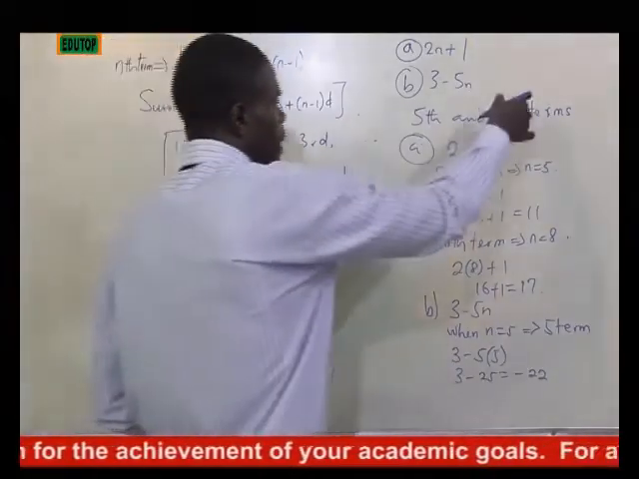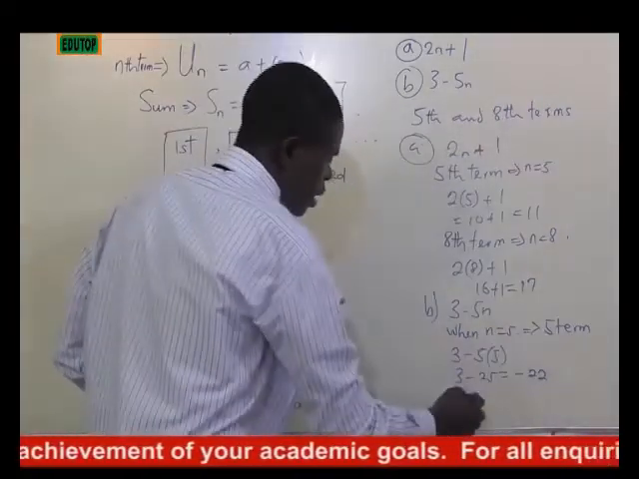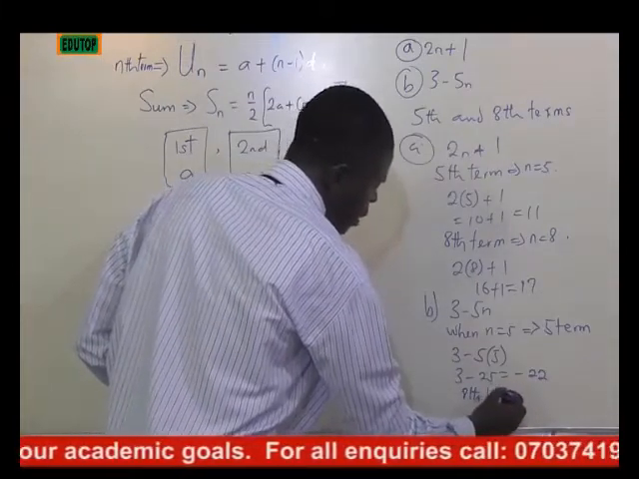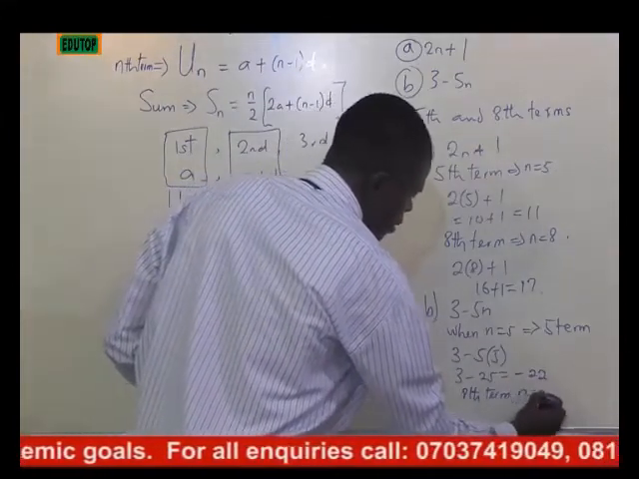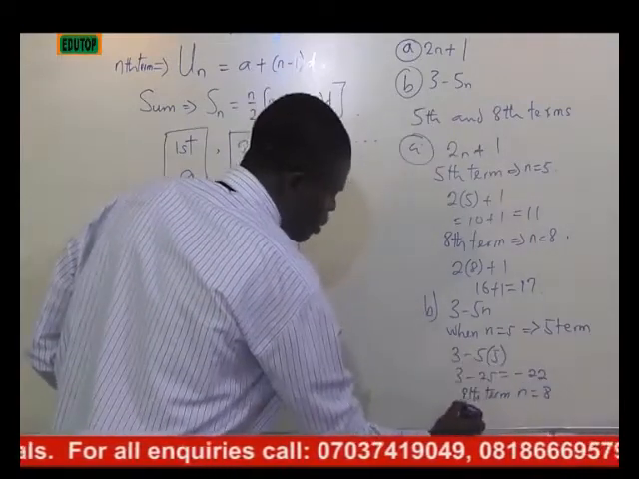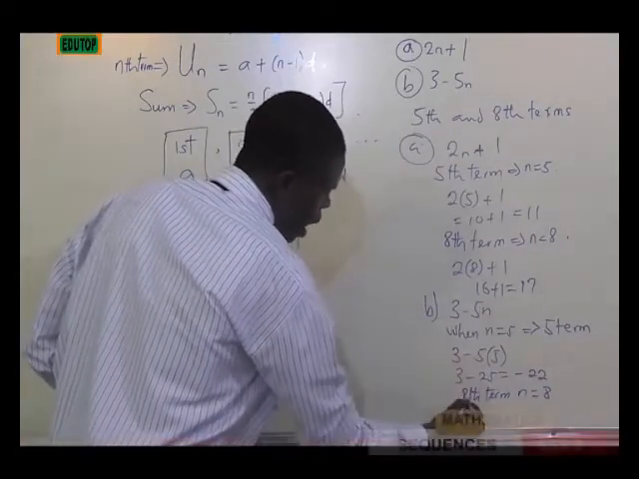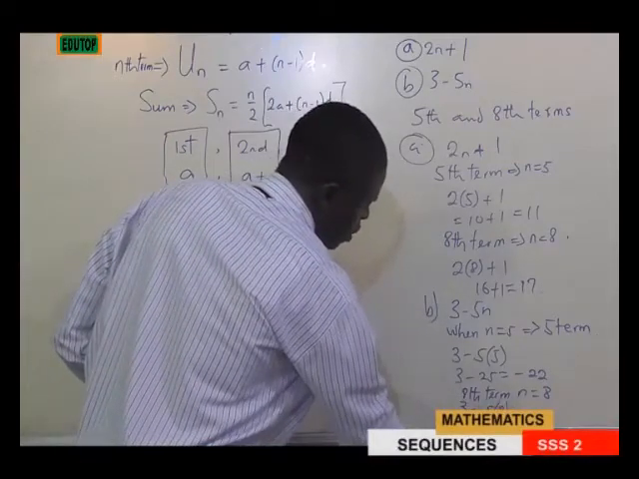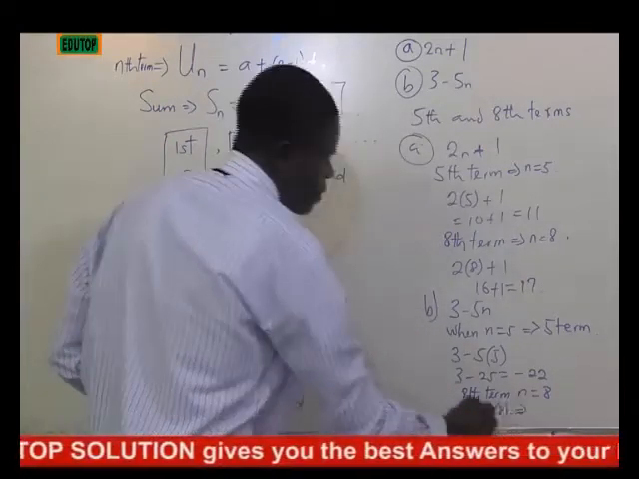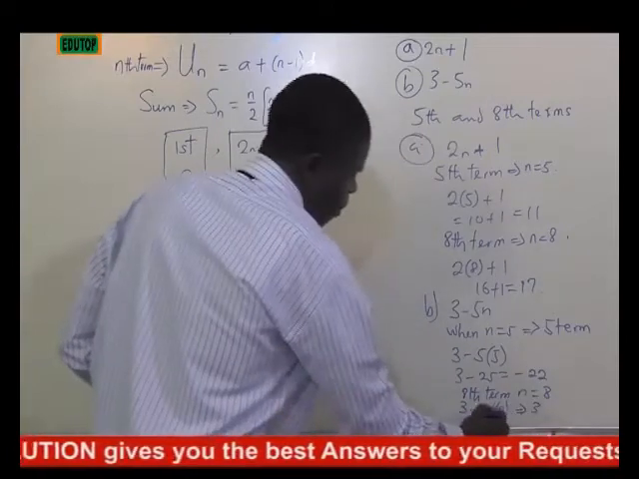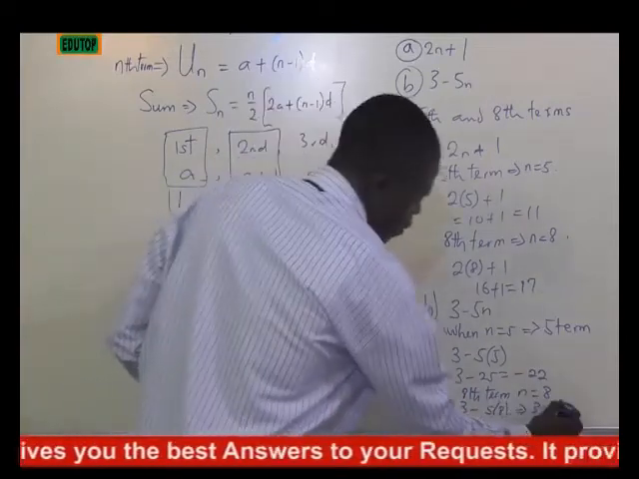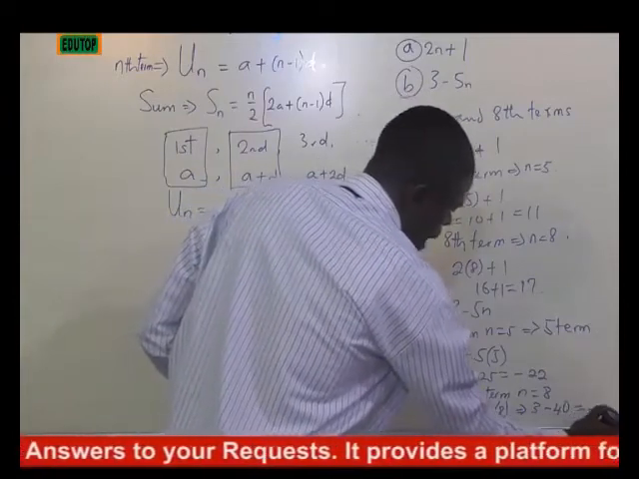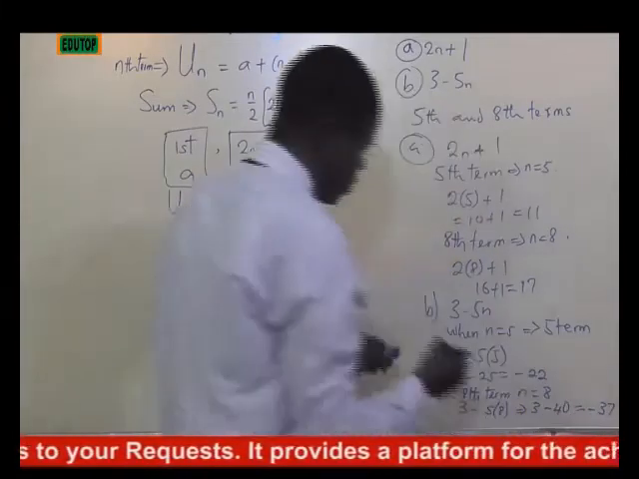Then, with respect to the 8th term, where n is 8, we substitute that into this expression and we have 3 minus 5 into 8, which implies 3 minus 5 times 8, that's minus 40. So 3 minus 40 gives us minus 37.